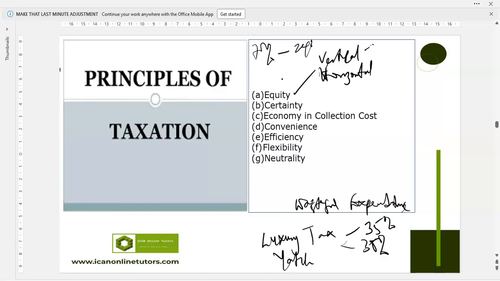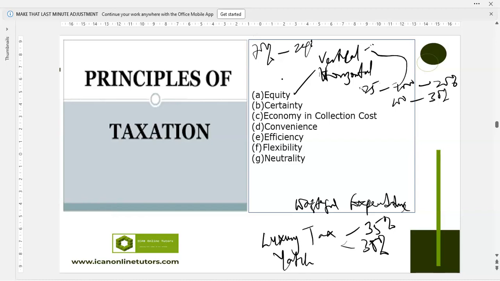Then we have horizontal equity. This is the principle that taxpayers with the same income and commitment should pay the same amount of tax. So any individual that earns revenue between 25 million naira and 100 million naira, that's a class, a boundary, you pay at 20%. And anything above 100 million naira, you pay at 30%.